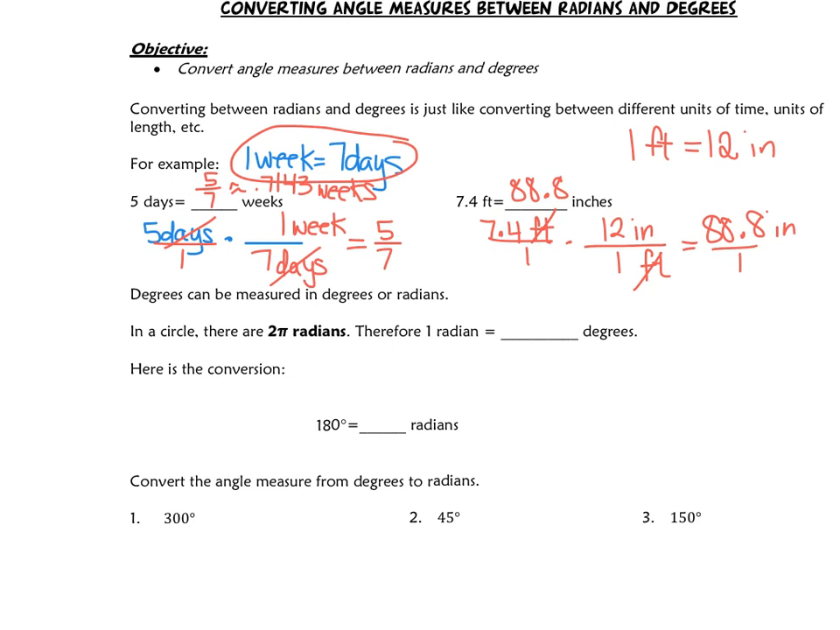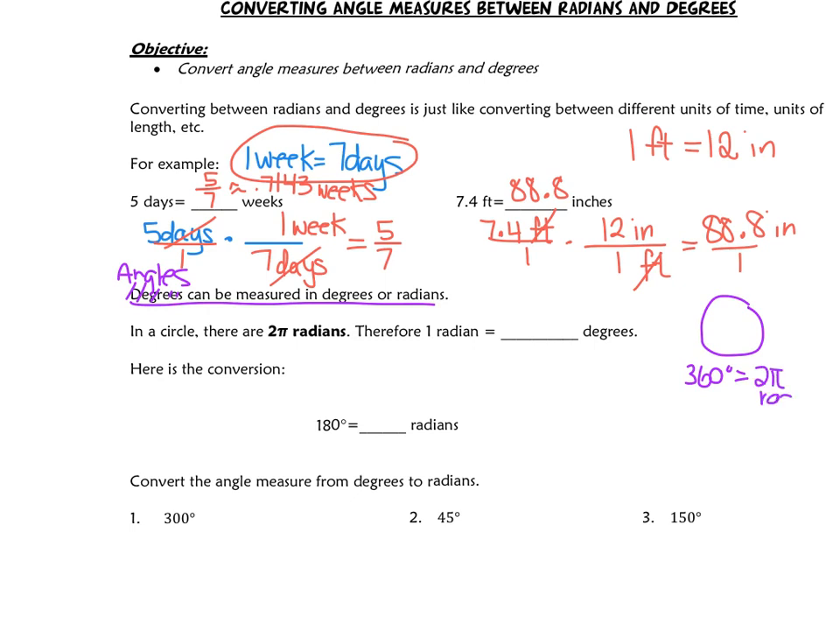As I mentioned earlier, angles can be measured in degrees or radians. In a circle, there are 2 pi radians. A full circle, as we know, is 360 degrees. That is the same thing as 2 pi radians. So 360 degrees is equal to 2 pi radians.